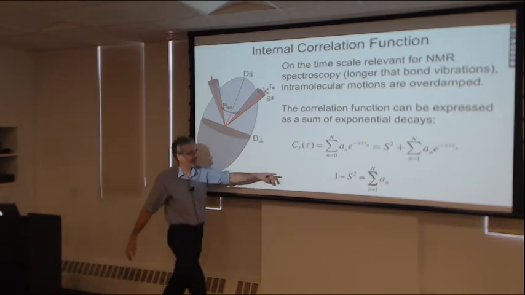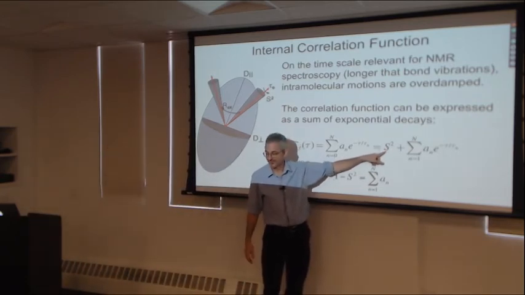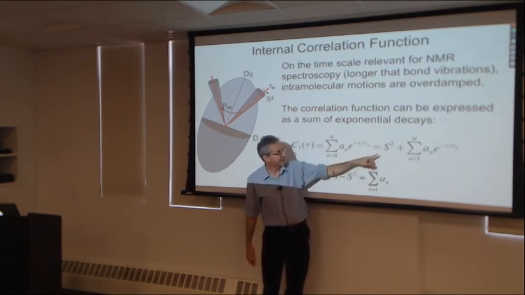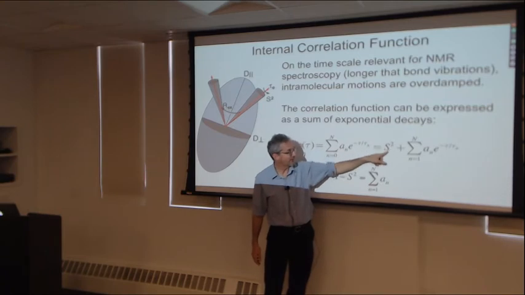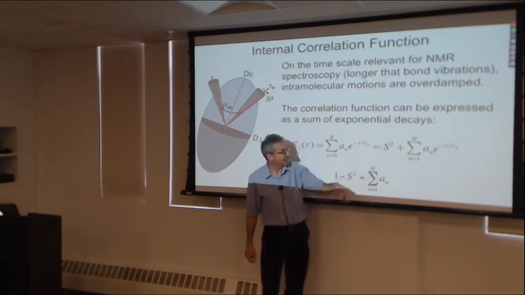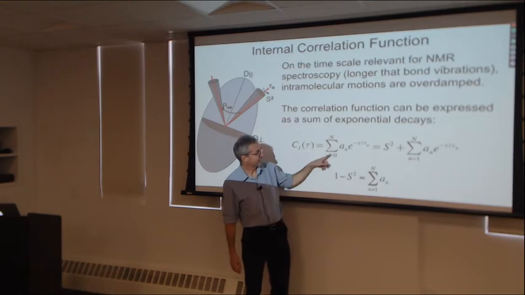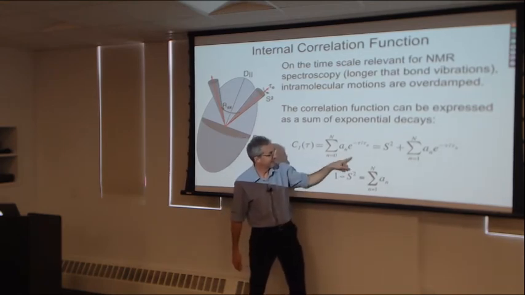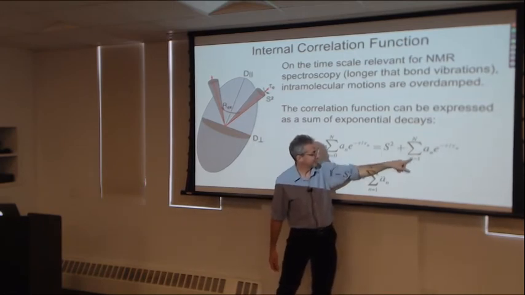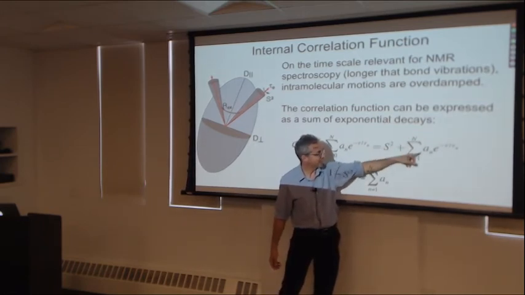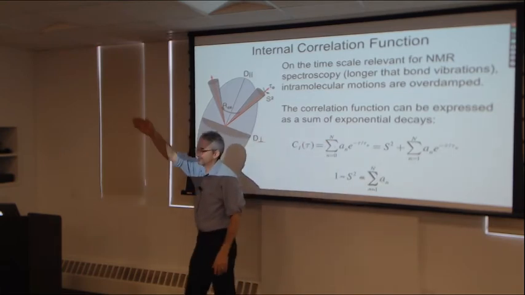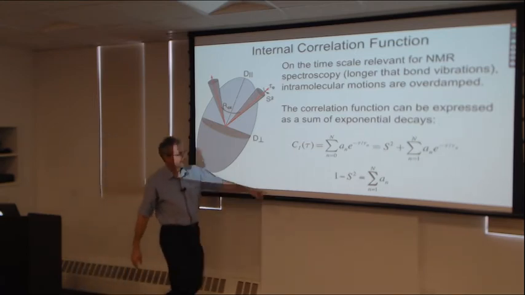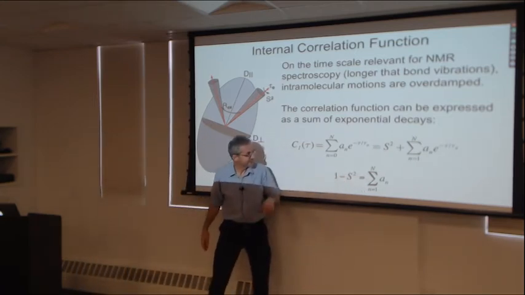And in NMR, that plateau is called S squared, or the square of the generalized order parameter, an idea thought up by Lipari and Szabo a long time ago. So this could be rewritten with the sum from n equals 1, a set of a sum of exponentials that decay to a plateau.